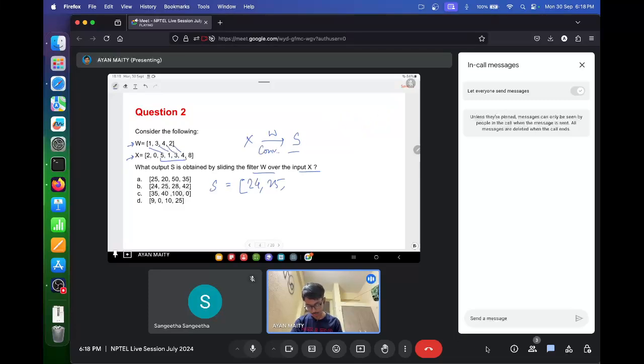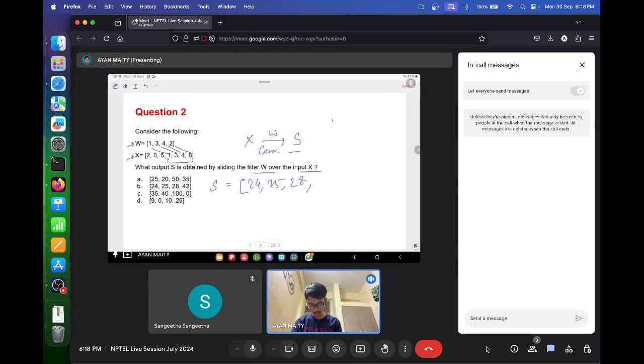So first pair is 1 and 5, so 1 into 5 is 5, 3 into 1 is 3, 4 into 3 is 12, 2 into 4 is 8. So this summation would be 8 plus 12 is 20, 28. And now finally the last slide would be here. So the last 4 elements of X would be multiplied with the filter element wise, and then we have to take the sum.